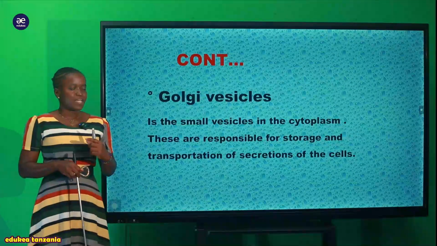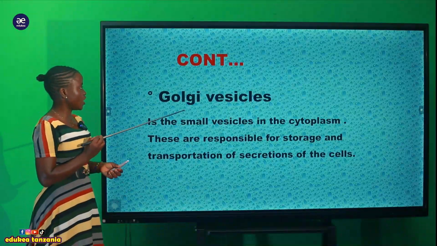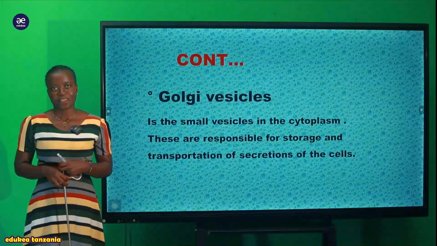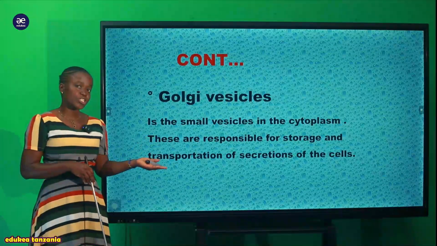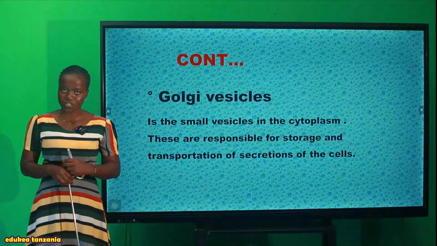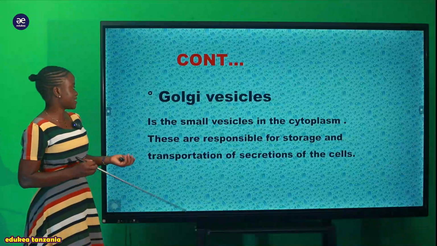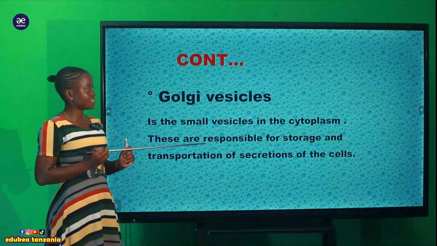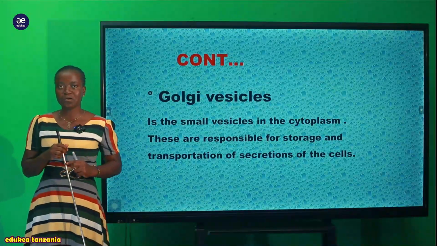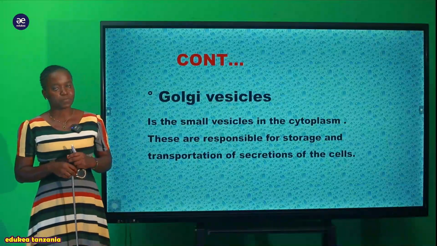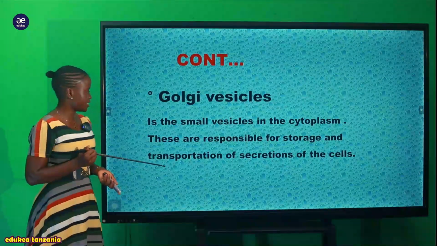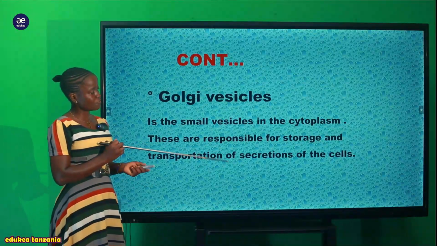And also we have another structure, and this is called the Golgi vesicles, or it can be termed the Golgi apparatus. So what is this Golgi apparatus? Simply, we can say that it is a small vesicle in the cytoplasm. Yes, they are very small. They are found within the cytoplasm. These are responsible for storage and transportation of secretions of the cells.